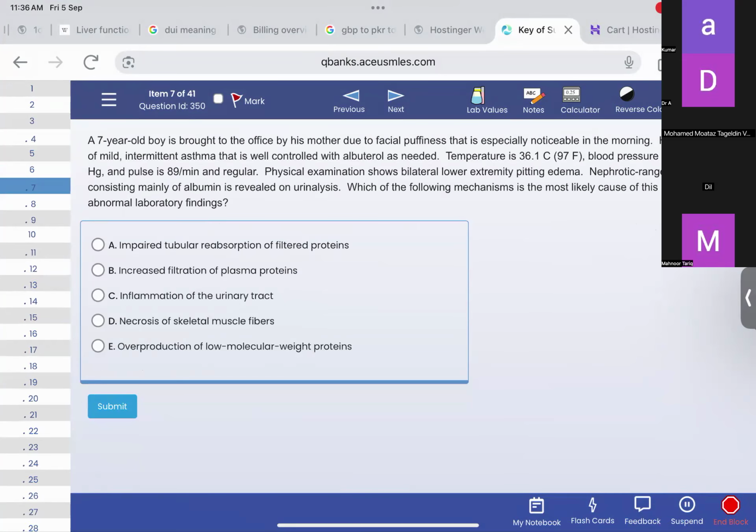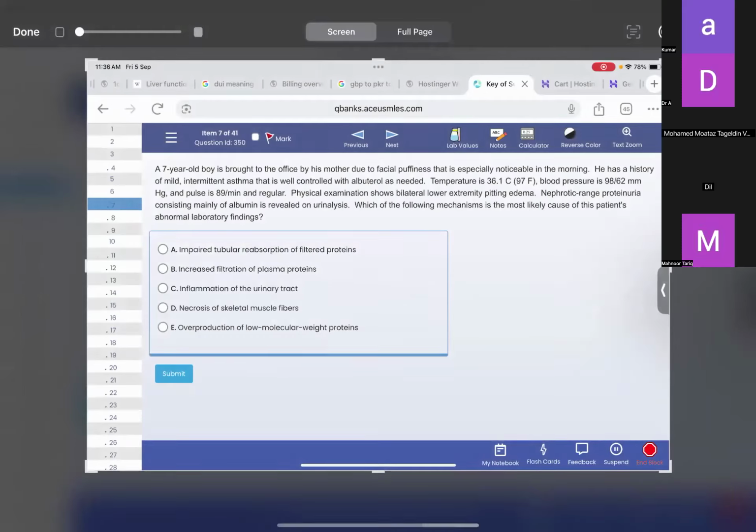Which of the following mechanisms is most likely the cause of the patient's abnormal findings? A 7-year-old boy is brought to the office by his mother due to facial puffiness that is especially noticeable in the morning. History of mild intermittent asthma that is well controlled by albuterol. Temperature is 36.1. Blood pressure is 98/62. Pulse is 89, regular. Physical examination shows bilateral lower extremity pitting edema. Nephrotic range proteinuria consisting mainly of albumin is revealed on urine analysis. Which of the following mechanisms is most likely the cause of this patient's abnormal findings? That's actually minimal change disease.